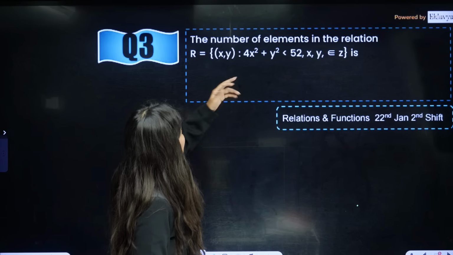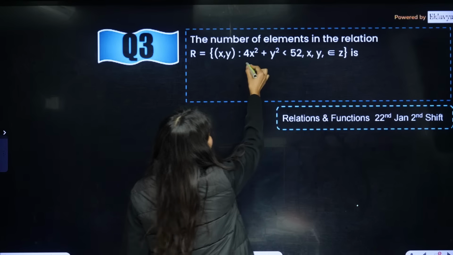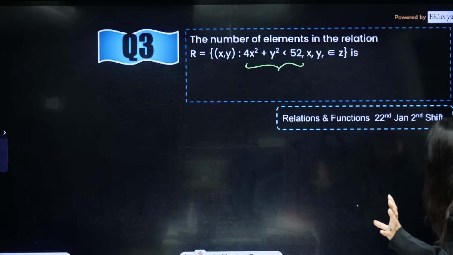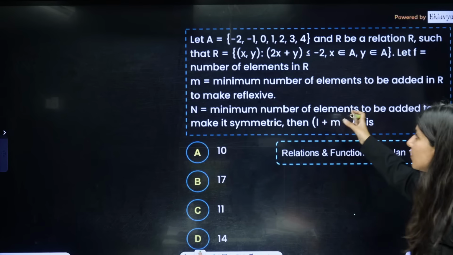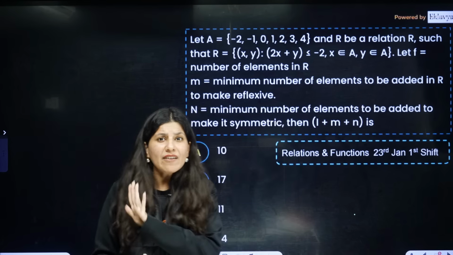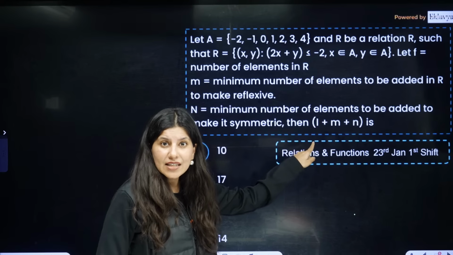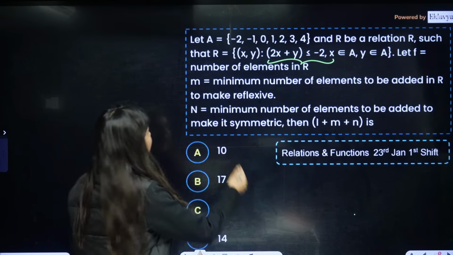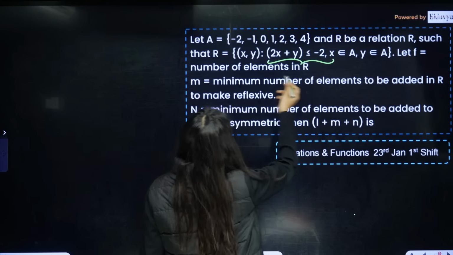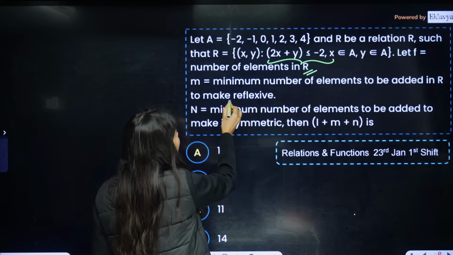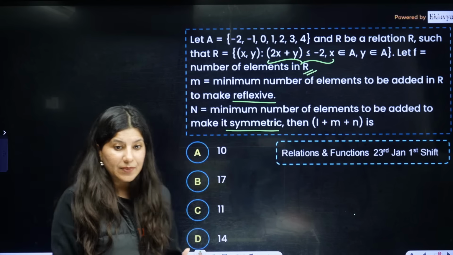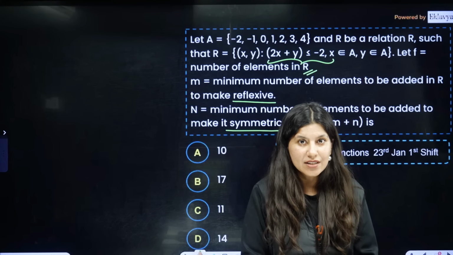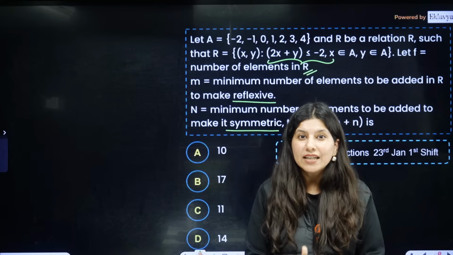Are you able to understand what kind of repetition we can see here? See the number of elements in the relation again. You have to put in the values, get the ordered pairs and count them. Counting the number of ordered pairs is the key concept here. Then again, one more question. I have not seen any shift which does not have this kind of question. 23rd January shift 1, this relation was given today morning only. L is the number of ordered pairs in relation R, M is the minimum number to be added to make it reflexive and N to make it symmetric, find L plus M plus N. These questions were already discussed when we were taking sessions. So I am not here to teach, I am here to tell you what to study.